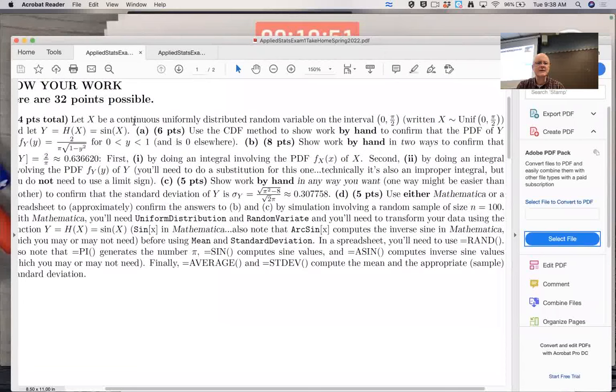X is a continuous, uniformly distributed random variable on the interval from 0 to pi over 2. And we've got a transformation: Y equals h of x equals sine of x. So Y is going to be a new random variable whose values that it can take on are the sines of the values that X can take on. So if X goes from 0 to pi over 2, you plug numbers like that into the sine function, you're going to get numbers out between 0 and 1. Those are the possible values for Y.